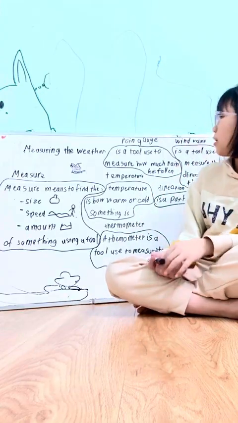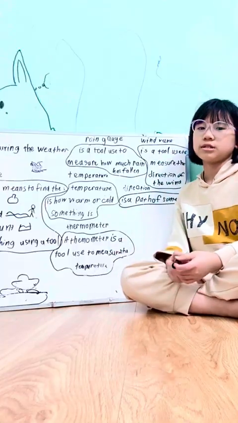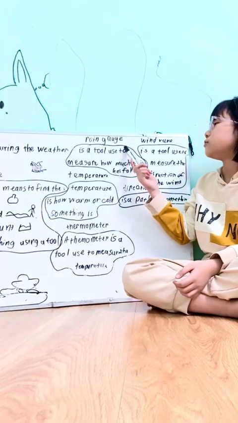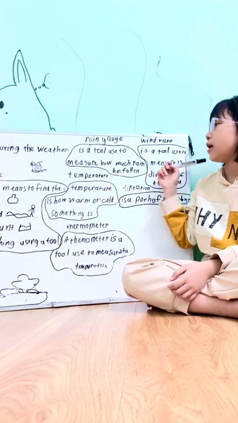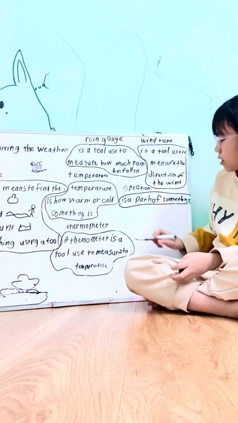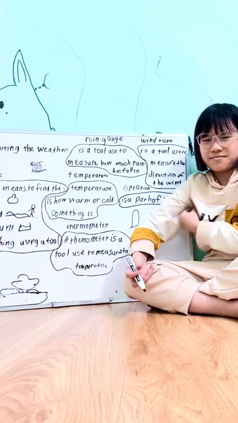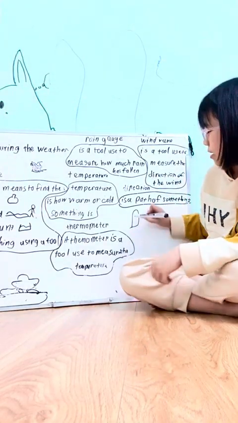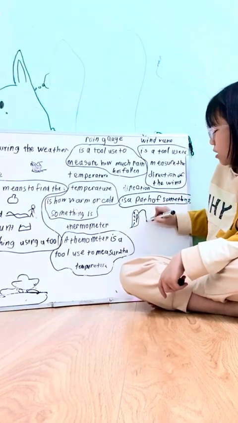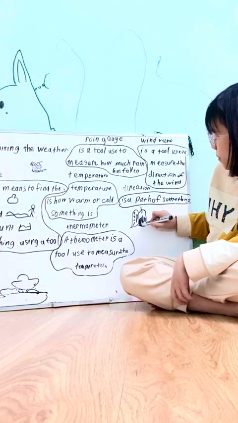So these are some tools so we could measure the size, the speed, and the amount. The first one is the rain gauge. The rain gauge is a tool used to measure how much rain has fallen. So a rain gauge has numbers, 1, 2, 3, 4, 5, 6, 7, and it has a cup next to it. So when the rain drops in, how much is the rain in it? It will go bigger and bigger.